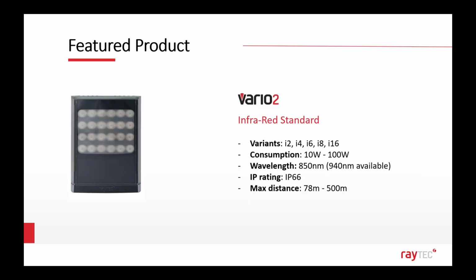At this particular site, we're using our Vario 2 low voltage illuminators. These come in a range of different sizes, anything from 10 watts up to 100 watts, with different wavelengths, though we'll touch on that a bit later. In terms of distance, we would consider these to provide 78 up to 500 meters at a narrow 10-degree spotlight.